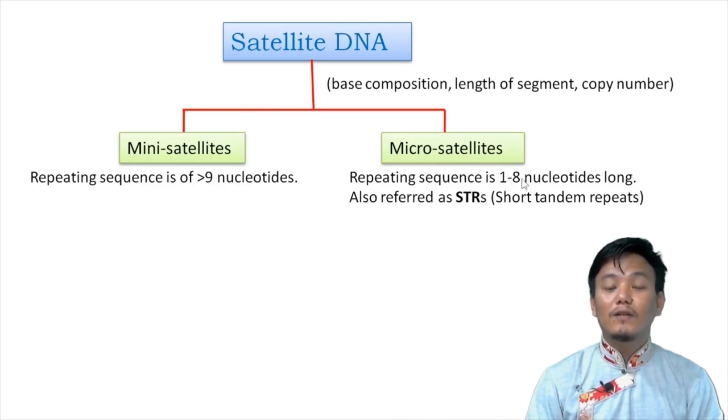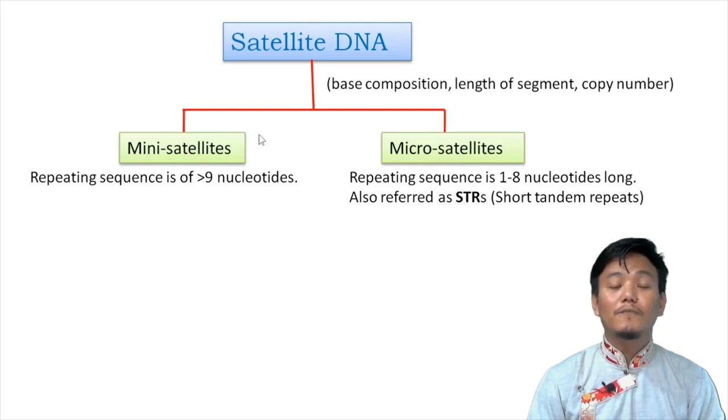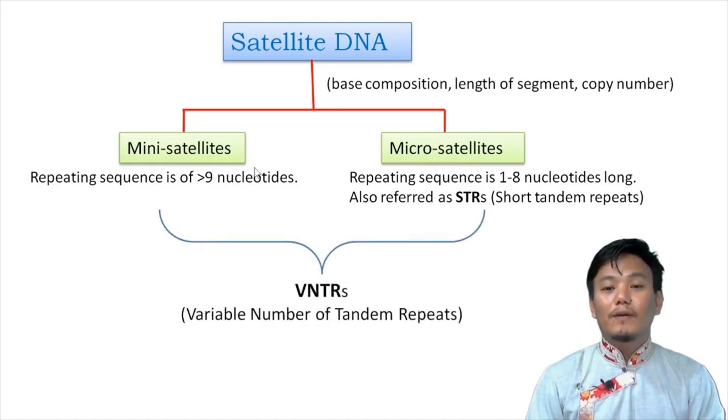Since these are small repeating sequences, they are also called short tandem repeats, STRs. Microsatellites are also referred to as short tandem repeats or STRs. So I hope you are clear about the differences between mini satellites and microsatellites. This is pretty important because in the DNA fingerprinting method, we will use the mini satellite. Both of them are commonly referred to as VNTRs. So VNTRs, or variable number of tandem repeats, are nothing but mini satellites and micro satellites.